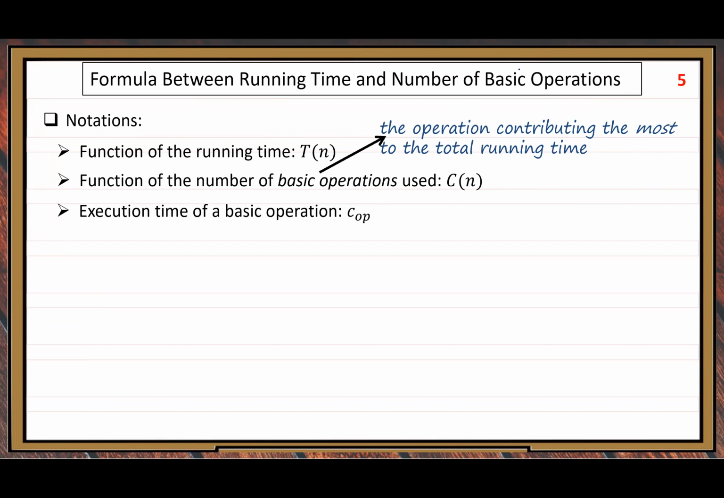In order to compare these two functions, we need to use another quantity, little c. It's a constant. That's the execution time for one basic operation. For different machines, this constant could be different. Usually it's different. But here we just assume there is one constant for one particular machine. Then we can compare these two functions. But we take an approximation approach.